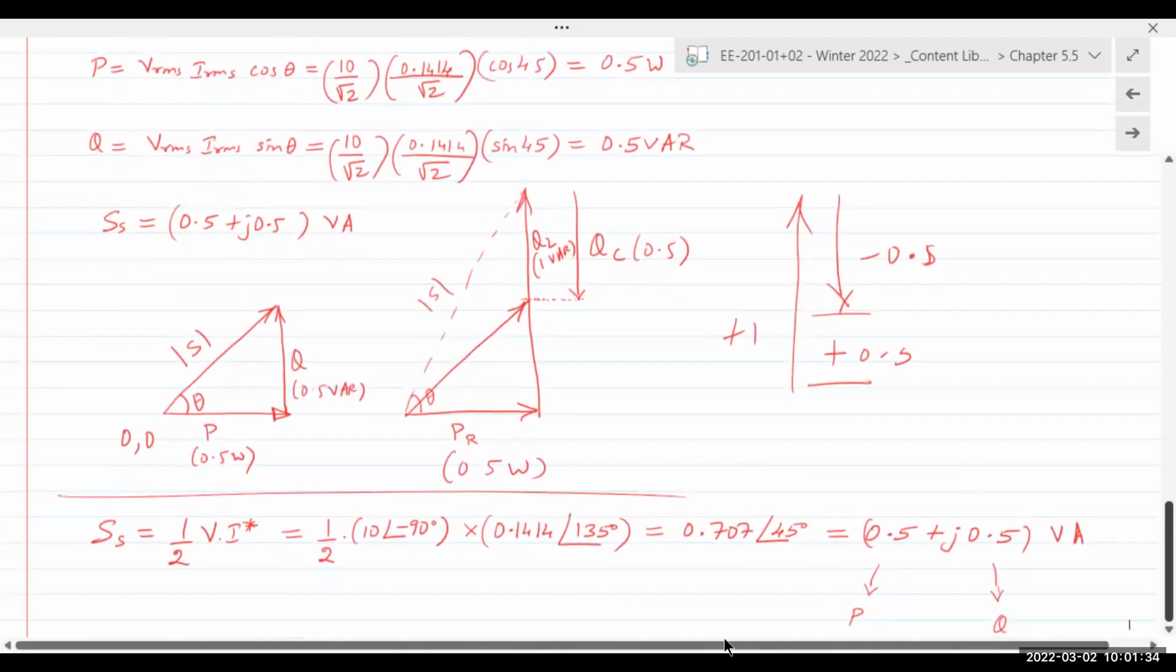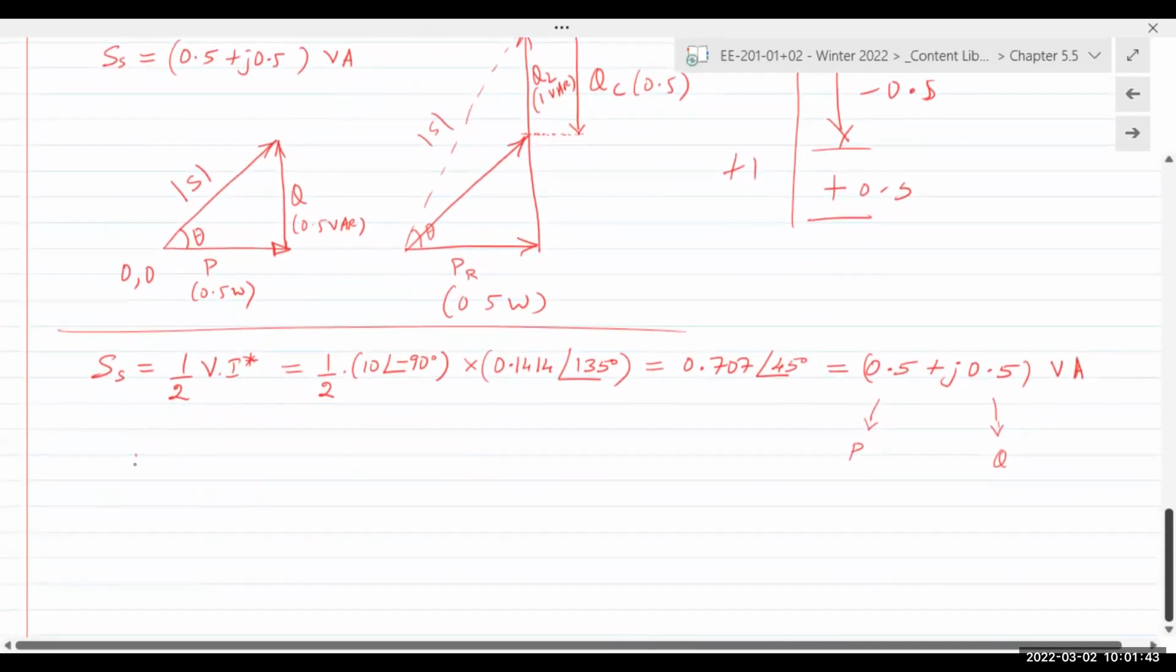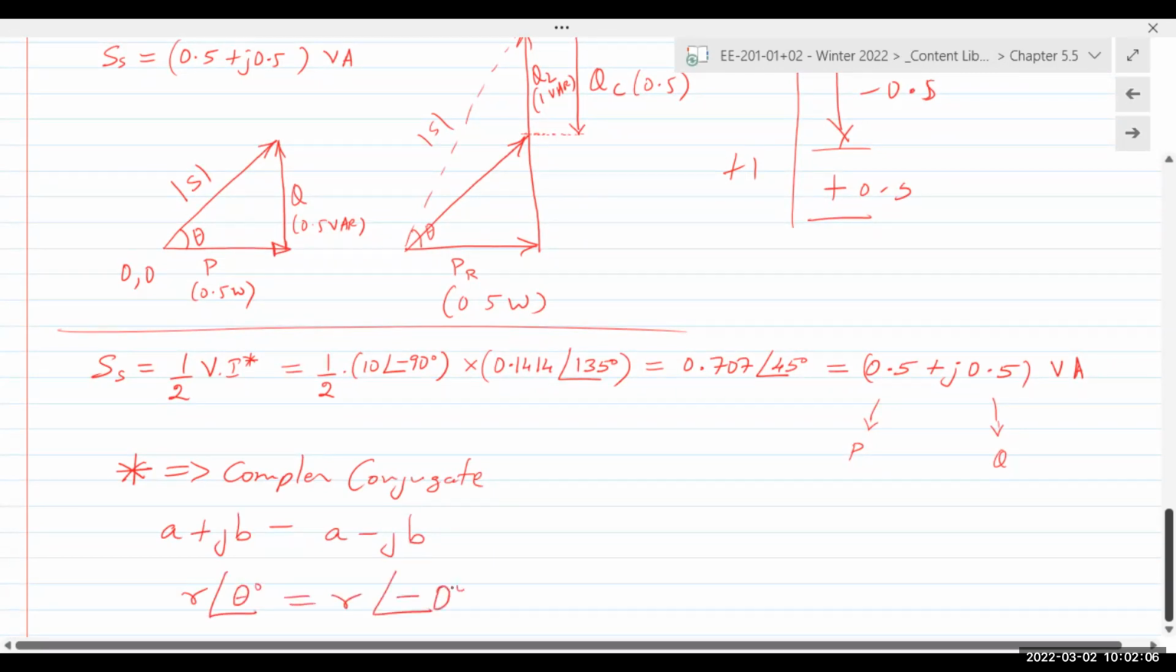System's frozen. Can't really scroll down here. So the asterisk denotes the complex conjugate of the quantity. Complex conjugate simply means if it is A plus jB, it becomes A minus jB, or if it is R with a phase angle theta, it becomes R with a phase angle of minus theta.